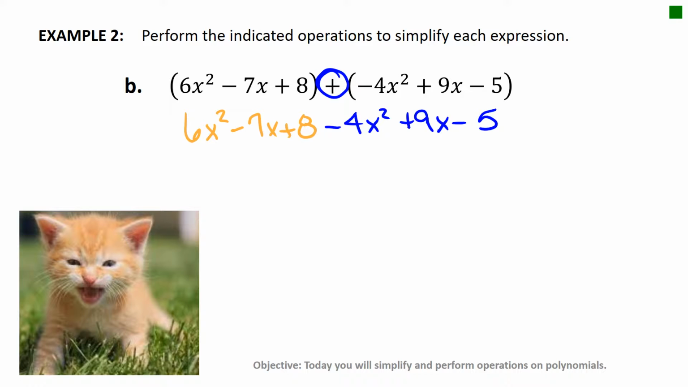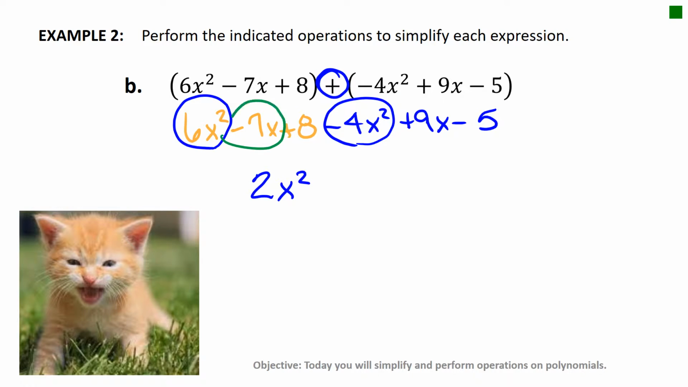So now if I'm going to combine like terms, I'm going to take the x squared because that's my degree term. 6 minus 4 is 2x squared. Then after x squared is just x. So there's a negative 7x and a positive 9x. Negative 7 plus 9 is plus 2, and that's my x, guys. And the last thing I have is my constant. A positive 8 minus 5 is positive 3.